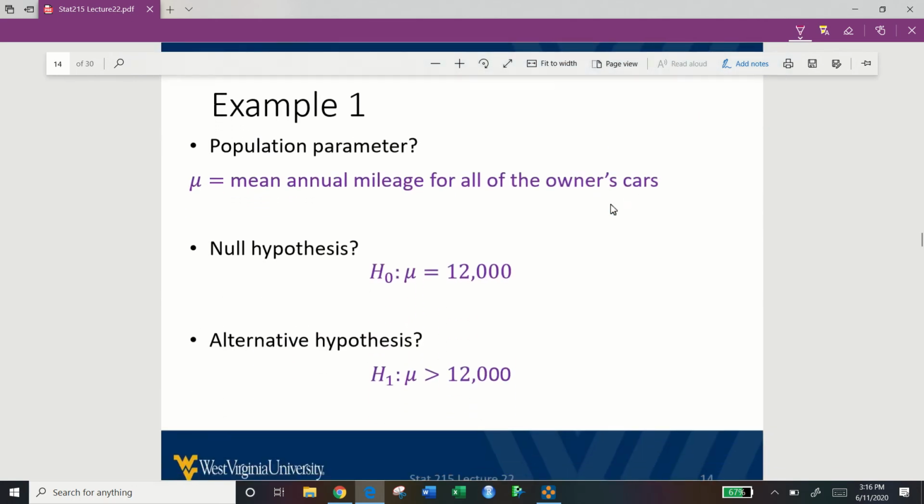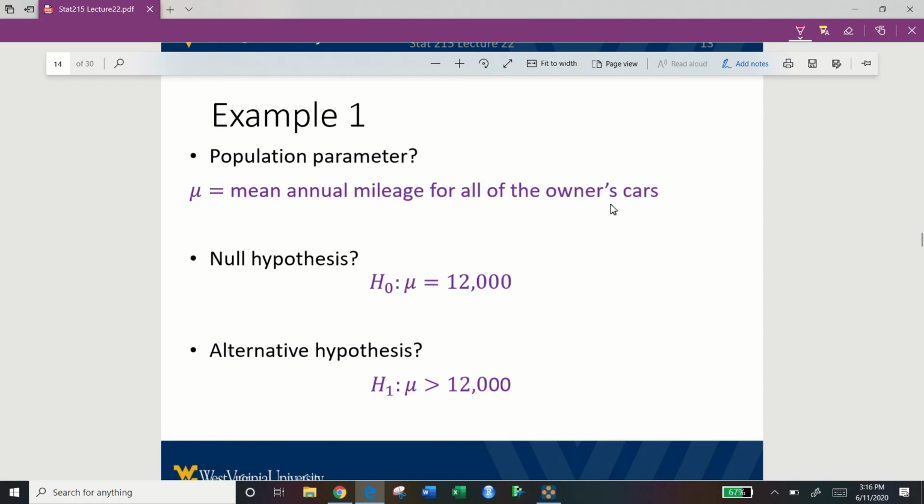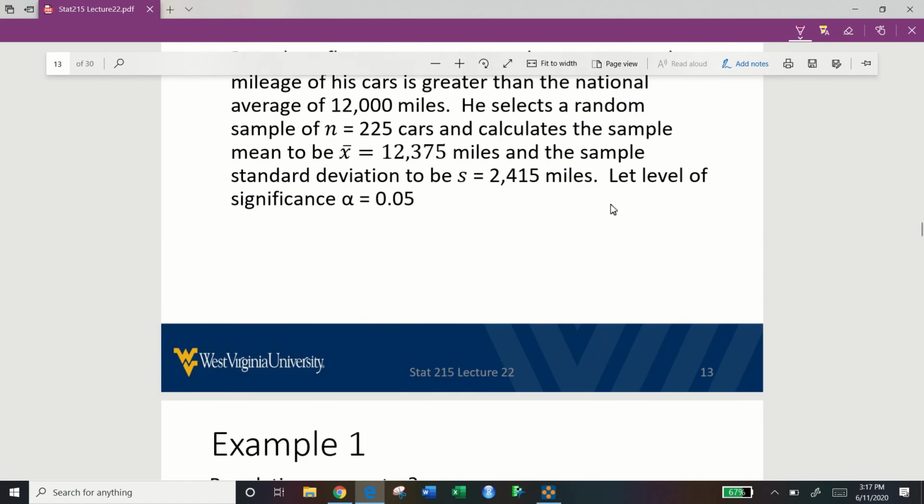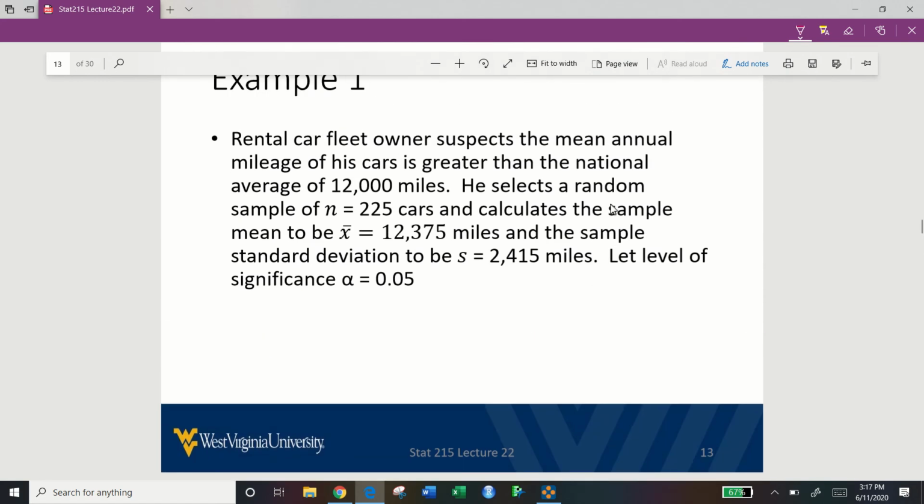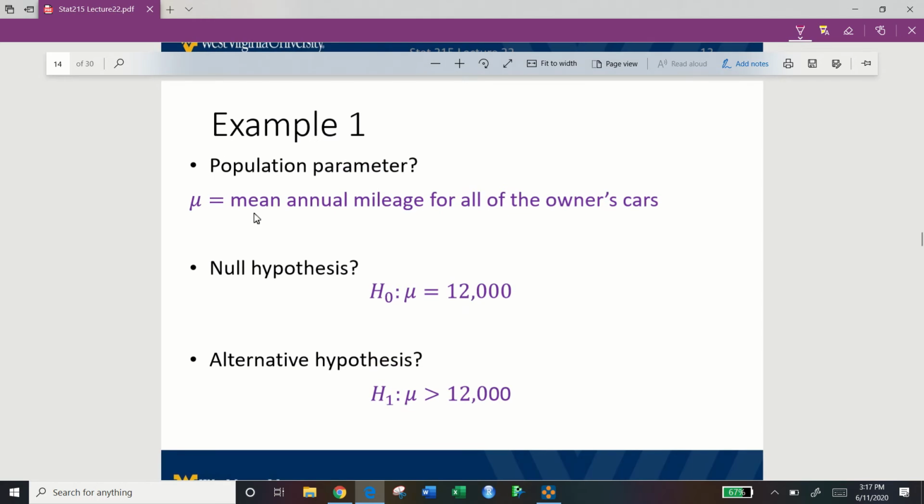So, first off, what is our appropriate population parameter? Well, in this case, we saw the word mean a lot, so that means it's going to be mu. Specifically, it will be the mean annual mileage for all of the owner's cars. Our null hypothesis will be mu equals 12,000. If you don't recall, the reason it's going to be 12,000 is that we were given that the national average is 12,000 miles. Our alternative hypothesis is going to be H1: mu greater than 12,000.